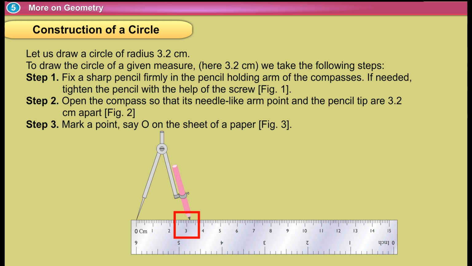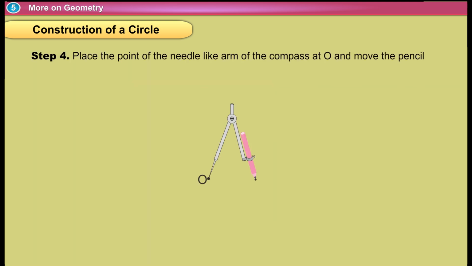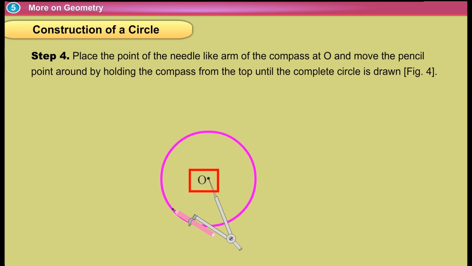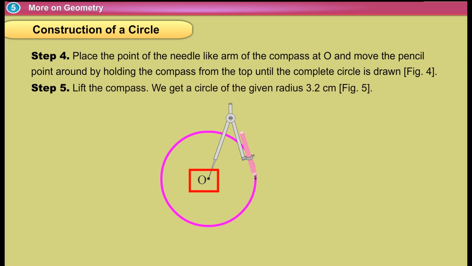Step 3. Mark a point, say O, on the sheet of paper. Step 4. Place the point of the needle-like arm of the compass at O and move the pencil point around by holding the compass from the top until the complete circle is drawn. Step 5. Lift the compass. We get a circle of the given radius 3.2 centimeters.